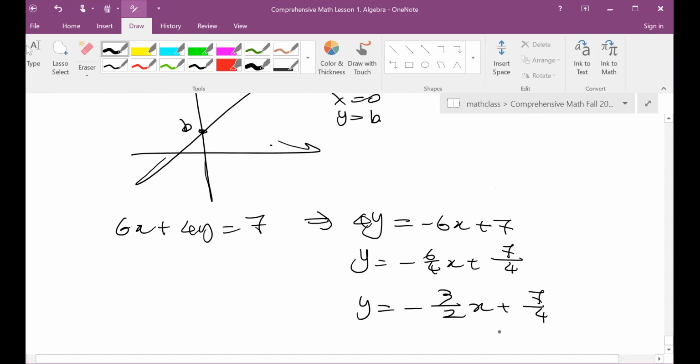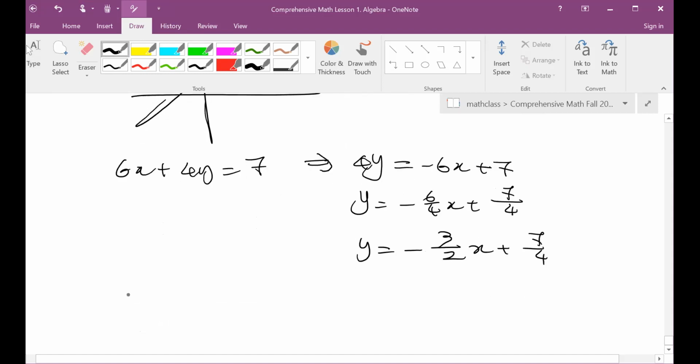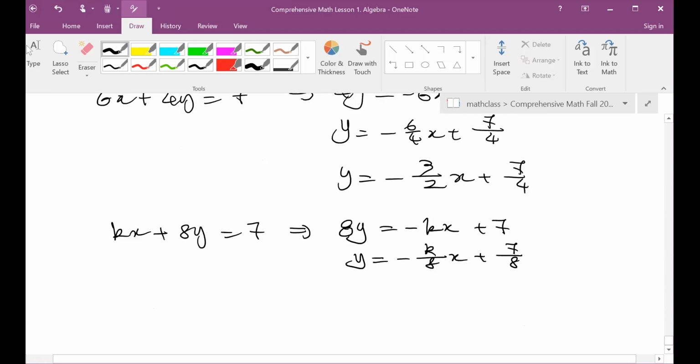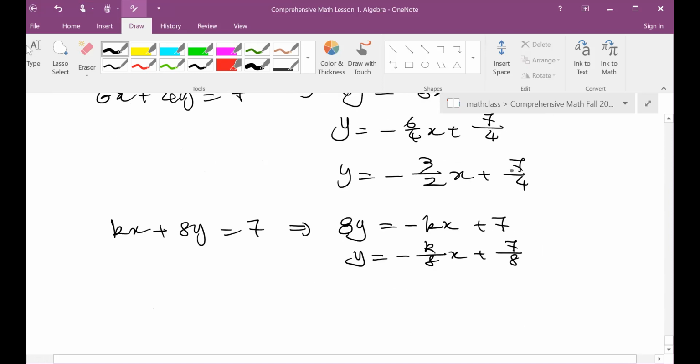Okay, so that's the equation. How about this other one? kx plus 8y equals 7. So that implies 8y equals negative kx plus 7. Then I divide both sides by 8. All right, so now we understand these two problems, 7/4 and 7/8.